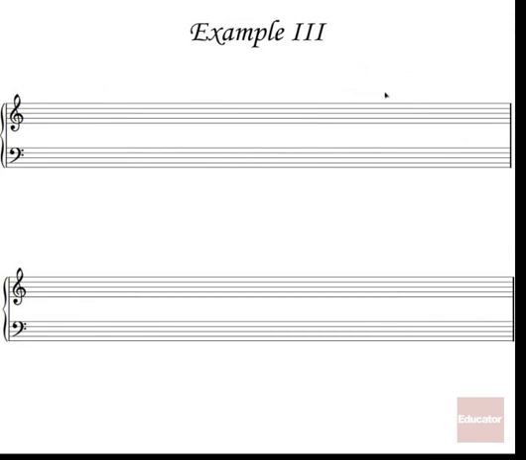Okay, for the third example, let's practice moving roots by a second. So let's change keys now. Let's go to G major. So I'll write in the key signature. Of course, the most common form of this progression is 4 moving to 5. And in G, that is a C major chord moving to a D major chord.